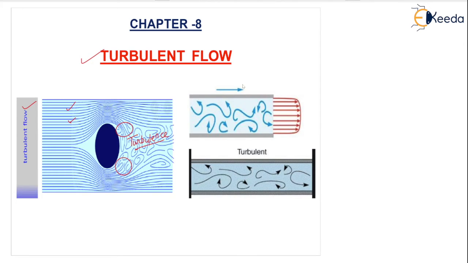In the other figure, this is the direction of flow, and you can see the fluid particles are moving in a random direction. No particular direction they are maintaining, as we have seen in case of laminar flow. So this is another example of turbulent flow.